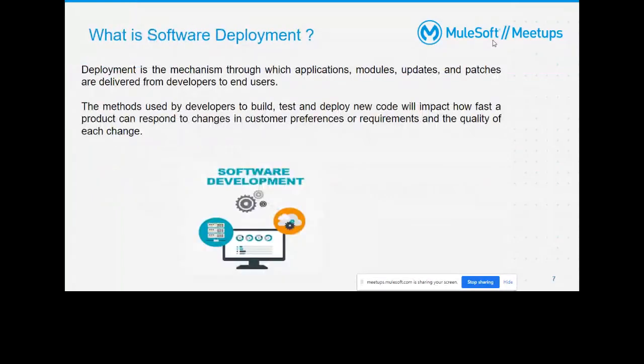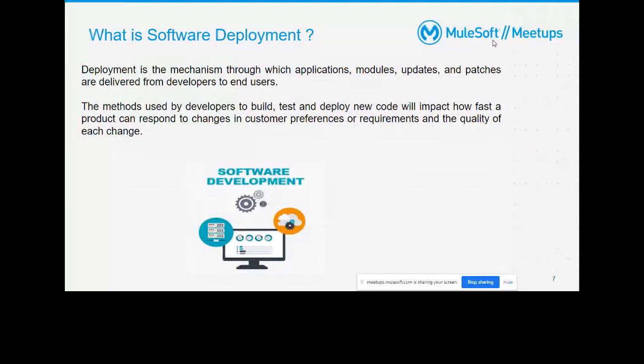So let's start with the technical terms we are going to use in this meetup, that is deployment. Deployment is basically a mechanism where we are making our applications, modules, or updates available to the end users. So we are going to start from the planning and go through deploying it and making it available to the user.